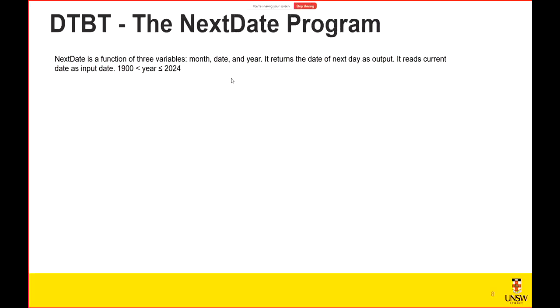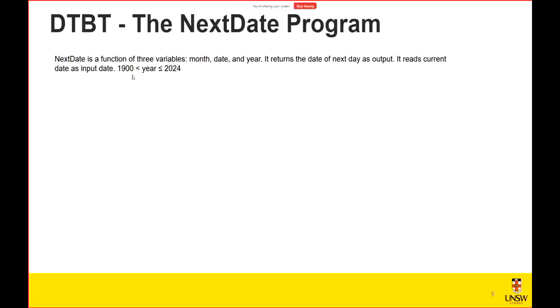And let's consider another example to show you how decision table-based testing works. This example is the next date program. This example will demonstrate why decision tables can capture the logical relations between inputs and outputs. The next date program takes 3 different variables: the month, day, and year, and it returns the date of the next day as output.